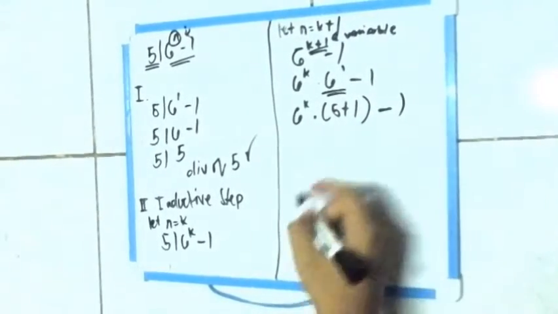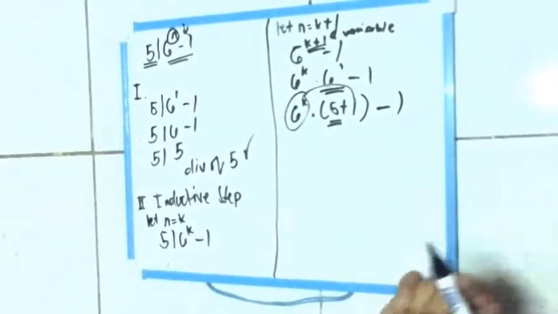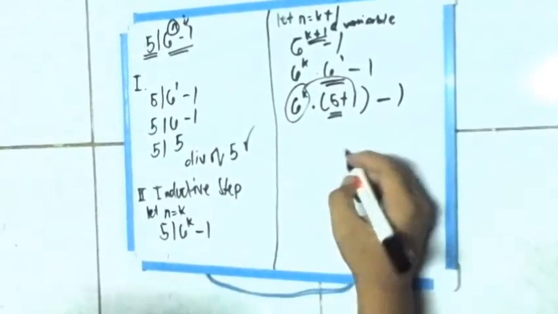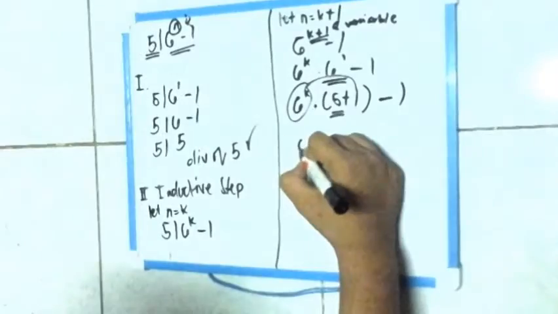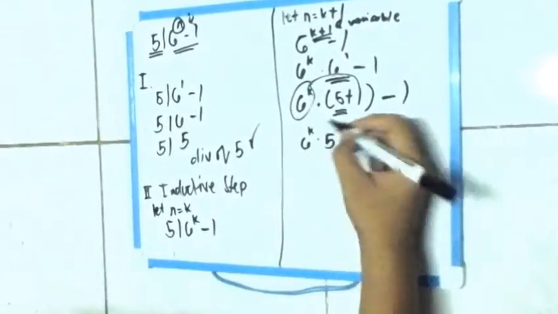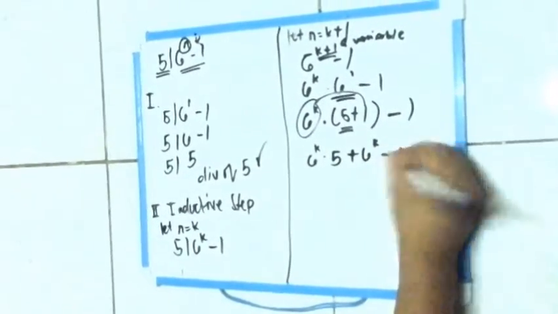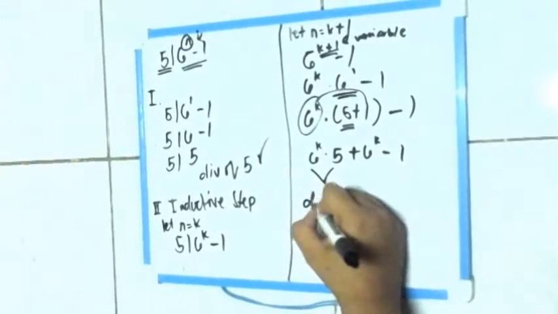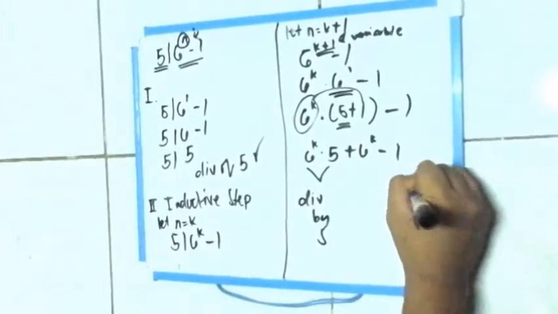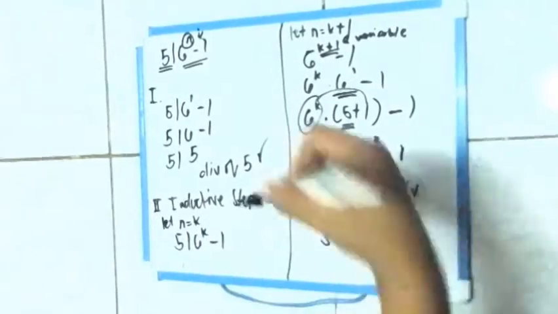Then multiply this one to this, but not to multiply in this one, because it's a part of a law. Then you will get 6 times 5, 6 raised to k times 5 plus 6 raised to k minus 1. So this one is divisible by 5, and this one is divisible by 5. So our inductive step is correct.